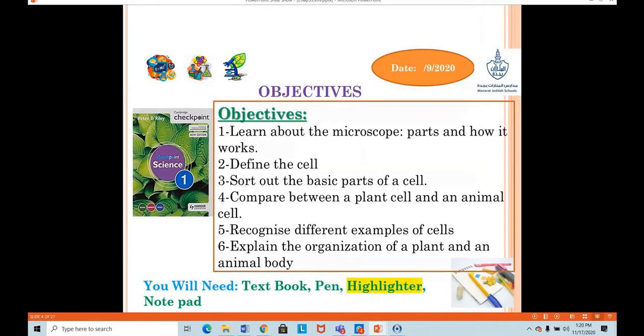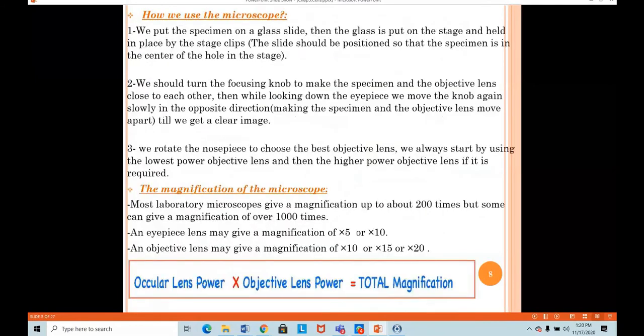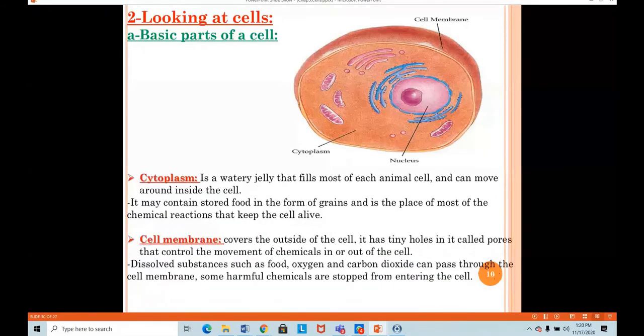All right. Objectives for this topic today are to sort out the basic parts of a cell. So we are going to discuss each and every part and its function. In the last lesson, we did the difference between a plant cell and animal cell. I hope it is clear for you.